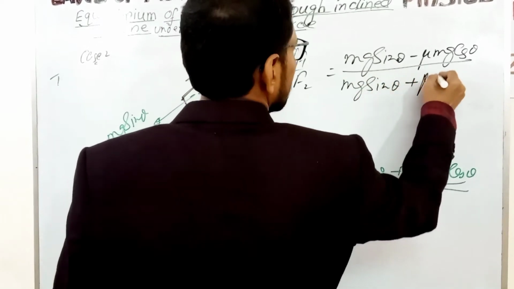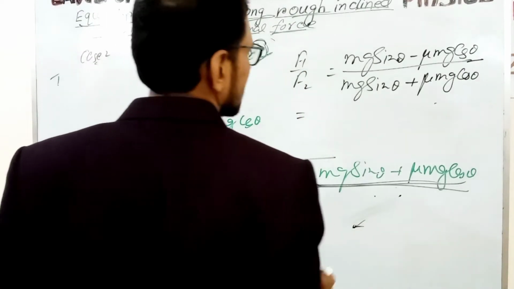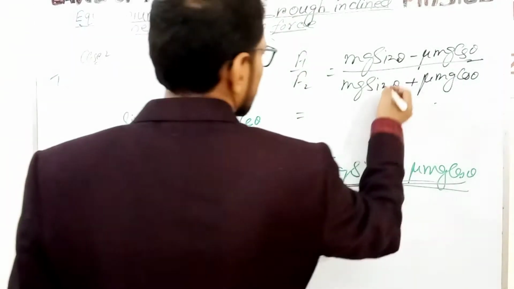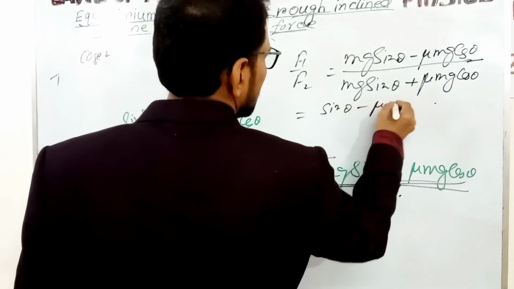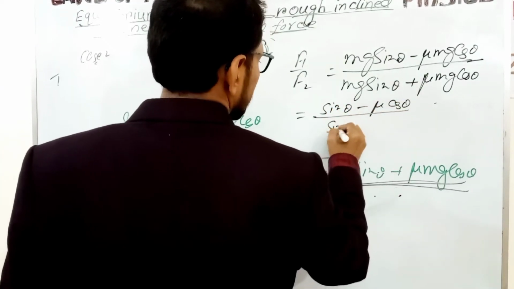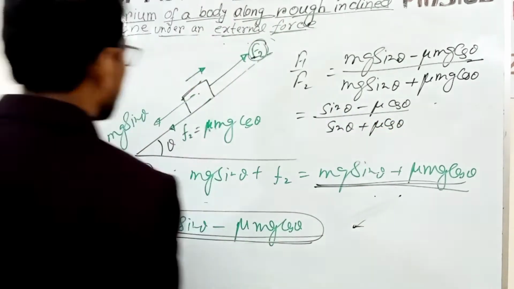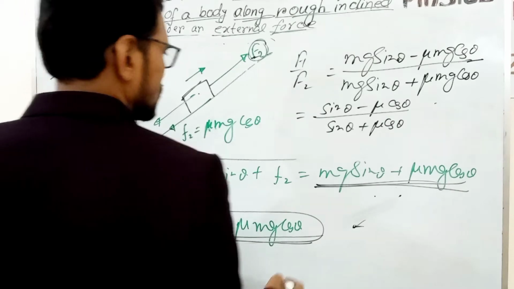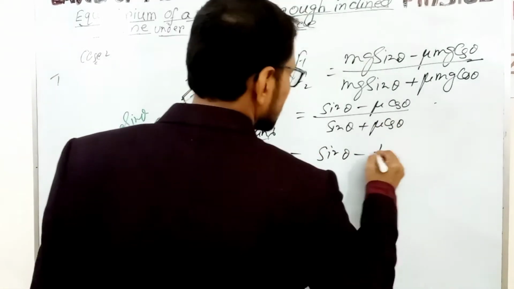plus mu mg cos theta, which is equal to, if we divide through, (sin theta minus mu cos theta) divided by (sin theta plus mu cos theta). Now we know mu equals tan lambda, so we put that here.